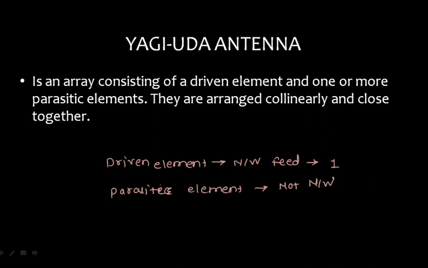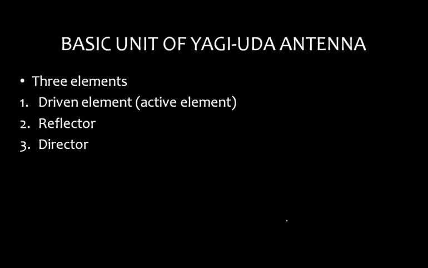Okay? So if I want to define a Yagi-Uda antenna, the definition says it is an array consisting of a driven element and one or more parasitic elements. I have only one driven element and I have so many parasitics like this. And they are arranged collinear, they are mounted on a rod. On one rod it is mounted, you are feeding only this one, and all the rest of the elements are parasitic in this particular antenna. So this is the definition of the Yagi-Uda antenna.